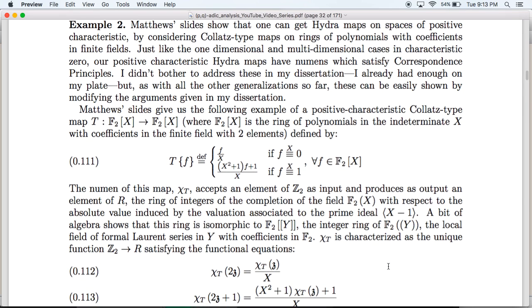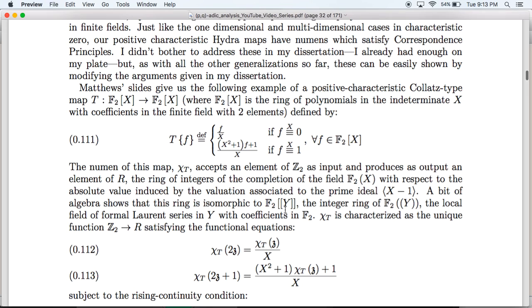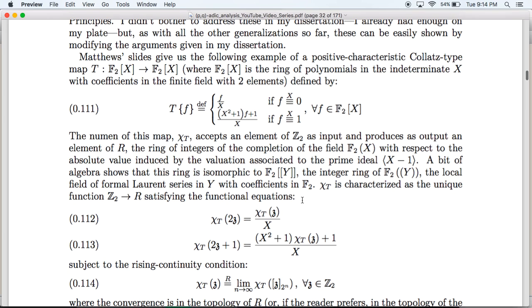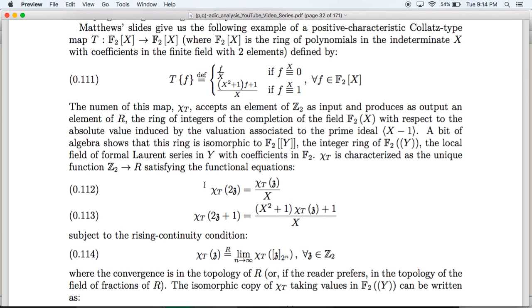A bit of algebra shows that this ring is isomorphic to the integer ring of F2((y)). This is the field of formal Laurent series in y with coefficients in F2. This is the ring of formal power series in y with coefficients in F2. And then chi_T is the unique function from Z2 to R satisfying the following functional equations subject to the rising continuity condition, where the convergence is in the topology of R, or if the reader prefers, the topology of the field of fractions of R.